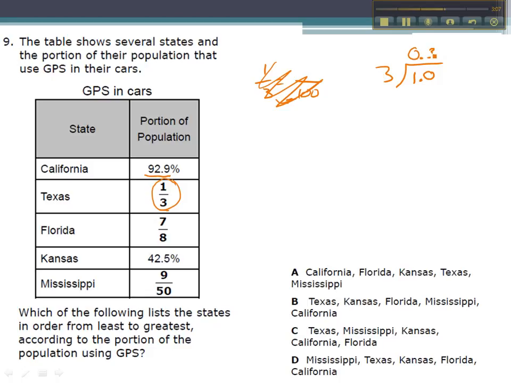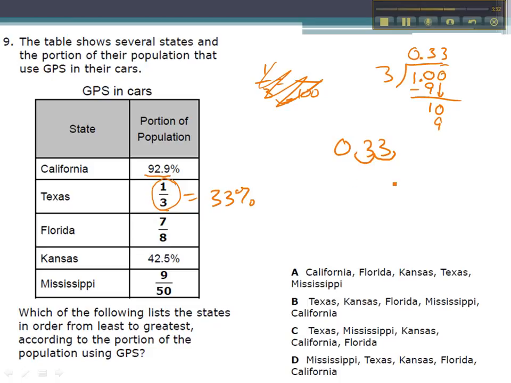3 goes into 10 3 times. 3 times 3 is 9, and subtract. We get 1, bring down another 0. Again, 3. So we're going to keep getting 3's. So this is 0.33. We'll just use 2 decimal places for now. And then to make it into a percent, we're multiplying by 100, so we move the decimal 2 places to the right. So this is approximately 33%.